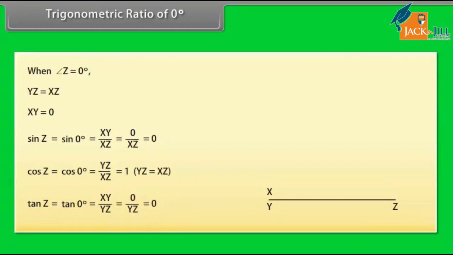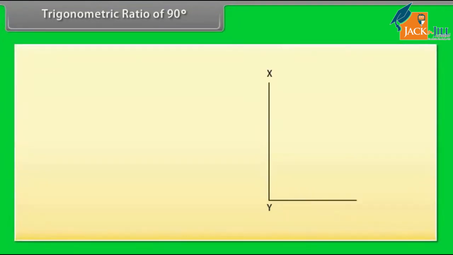Trigonometric ratio of 90 degree. Consider the right-angled triangle XYZ. Increase the measure of angle Z slowly.